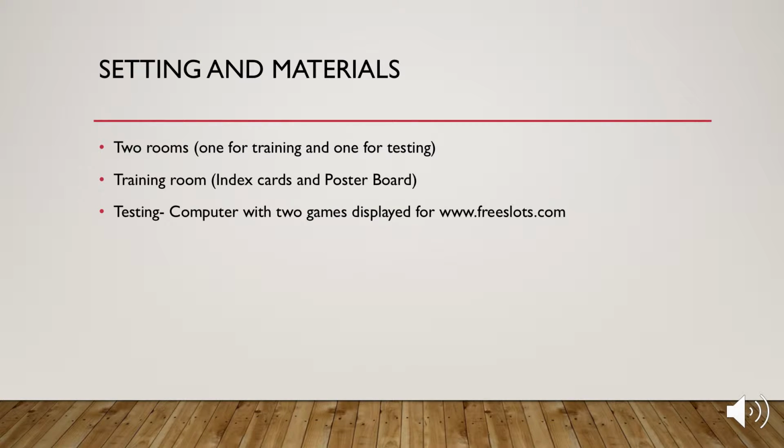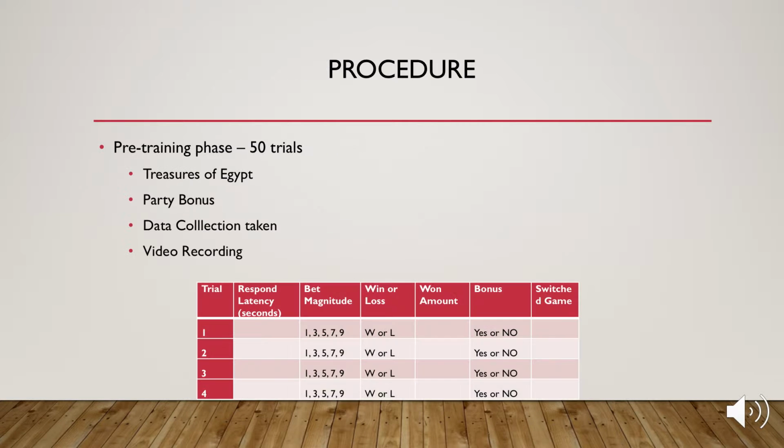The settings and materials. There were 2 different rooms. One was for training, one was for testing. In the training room, there were index cards with words on them and poster boards. One was yellow and one was pink. In the testing phase, there was a computer with 2 games displayed on it from freeslots.com.